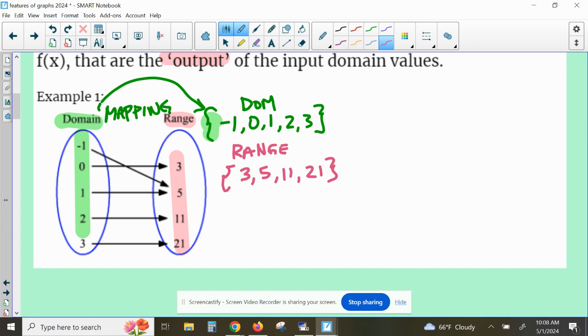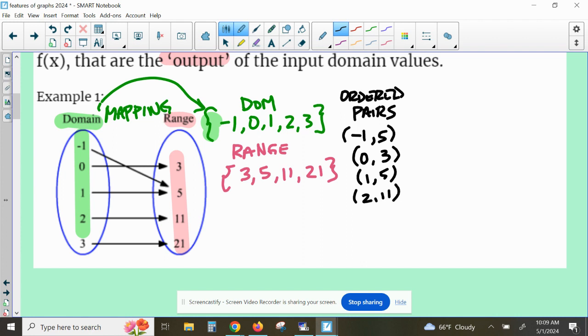Sometimes they'll give them to you in points. If they gave you points instead, like ordered pairs, so they can give you points. Can someone give me the ordered pairs that they see in this mapping? What's the first ordered pair you see? -1, 5, 0, 3, 1, 5, 2, 11, and 3, 21. So they might not give you this, and they might give you this instead, but you can still pull out your domains and ranges from this, correct?